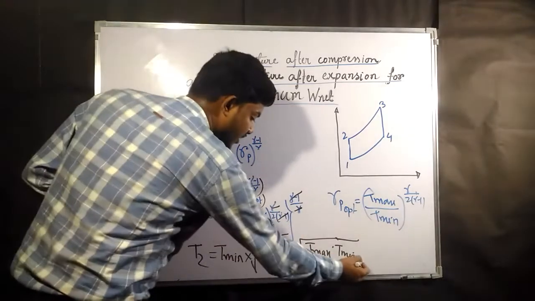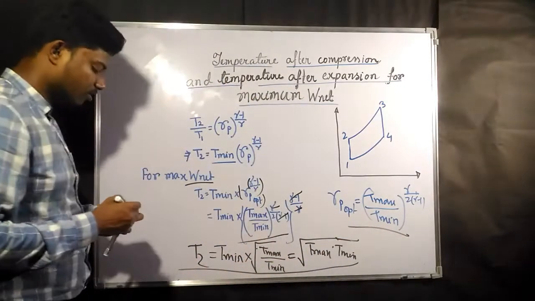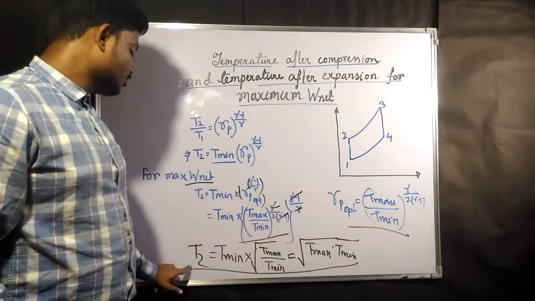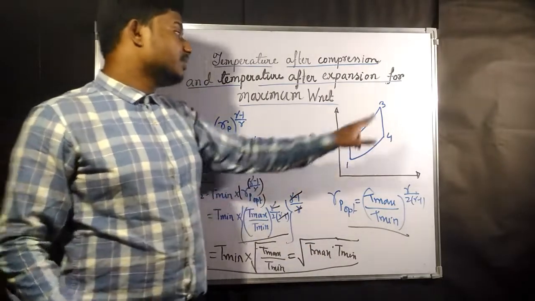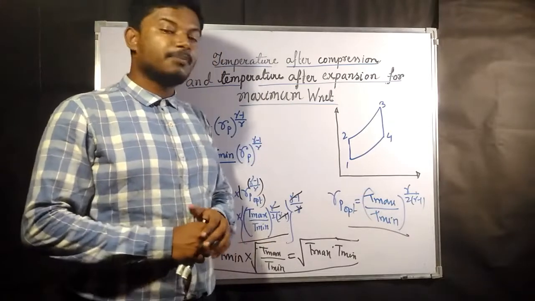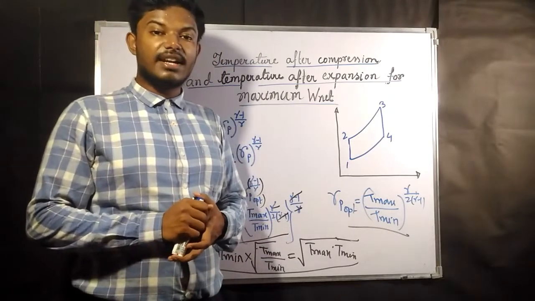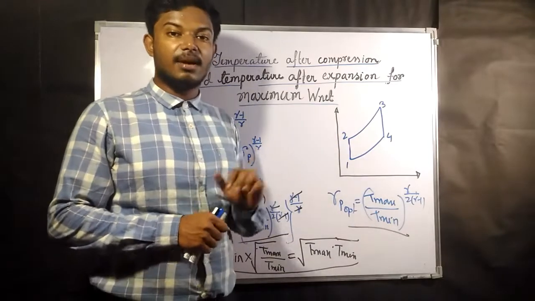This is another condition, condition number 2. This is condition number 1. This is condition number 2. For getting maximum work output, T2 should be root over T max into T min, that means root over T3 into root over T1. This is going to give you the condition for the temperature after compression.